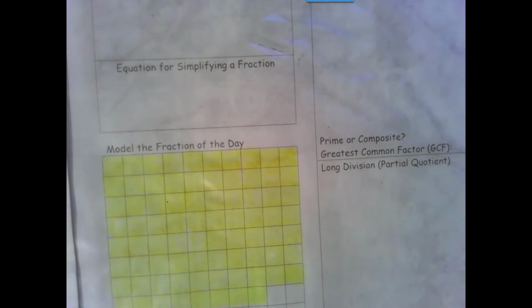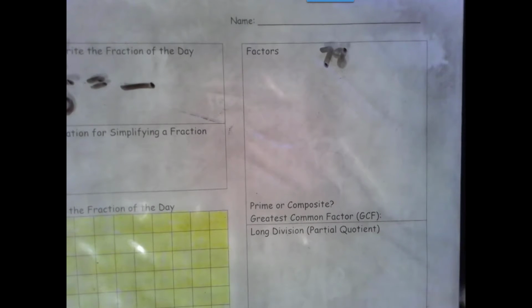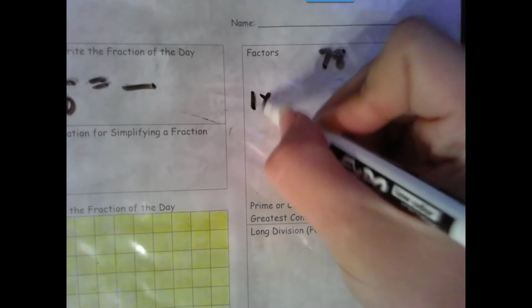All right, let's get down our beginning fraction. We have a total of 180 school days, and we are on day 78. So let's find the factors of our numerator. Our numerator is 78. Two factors we always know are 1 and the number itself. Using the commutative property of multiplication, I can also write it down as 78 times 1.